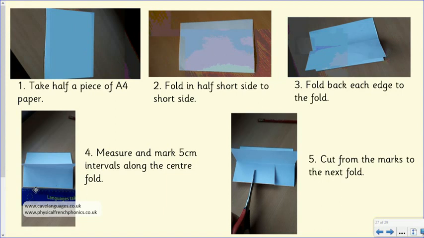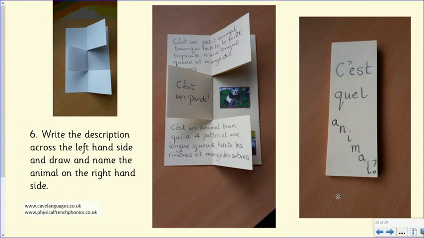And then along the center fold, take a ruler and put 2 marks, one at 5 centimeters and then another at 5 centimeters. And take your scissors and cut from that mark to the next fold that you come to, and then from there to the next fold that you come to. So you've sort of got 3 flaps there. Cut. And then it will open out like that.